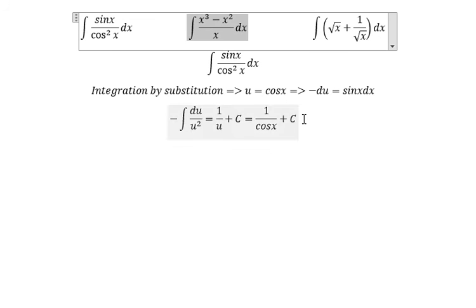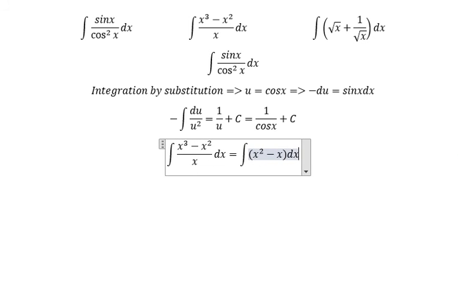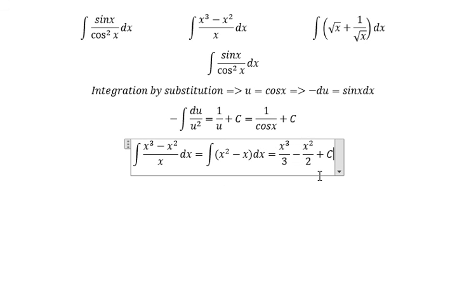The second one, in here we have x to the power of 3, we divide by x, and x to the power of 2 divided by x, and you will get x squared minus x dx. And in here we get x to the power of 3 over 3 minus x to the power of 2 over 2, and we have c, which is the constant.